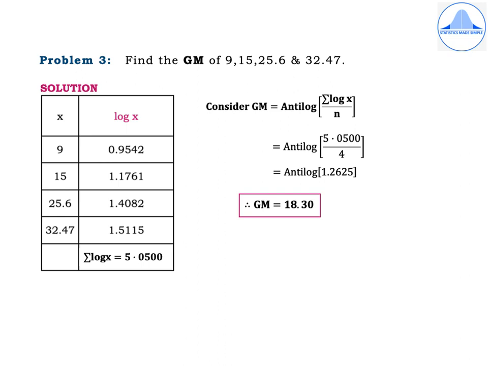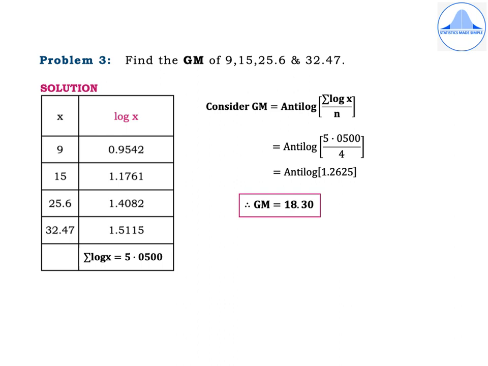So the values are 0.9542, 1.1761, 1.4082, 1.5115. So summation log x is equal to 5.0500. Now write the formula of the geometric mean for raw data.